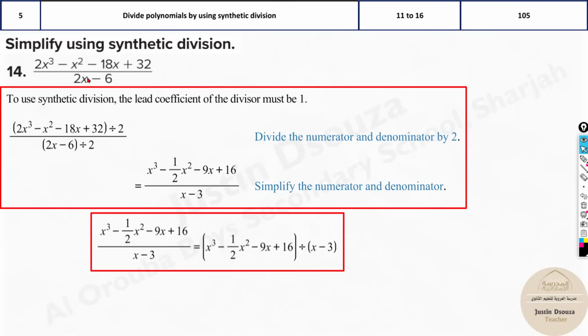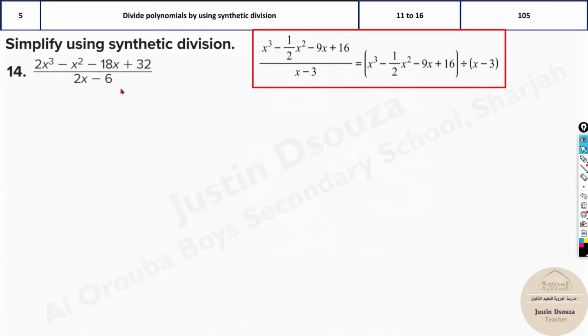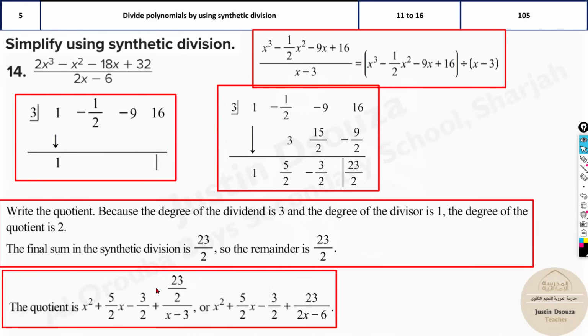If there is a coefficient more than 1 in the denominator, then you need to divide throughout by the same term and remove the coefficient. It can only be x. Then only you can use synthetic division. But this doesn't matter for the shortcut method. If you're using the shortcut method, don't worry. Just put it as it is and then check for all the 4 options. Only one answer will give you the correct answer.